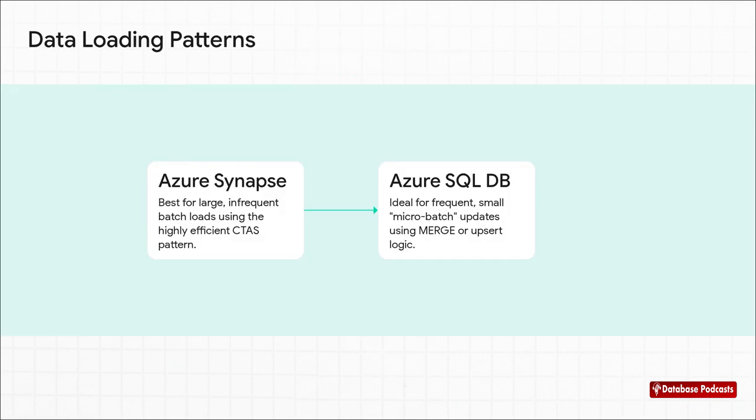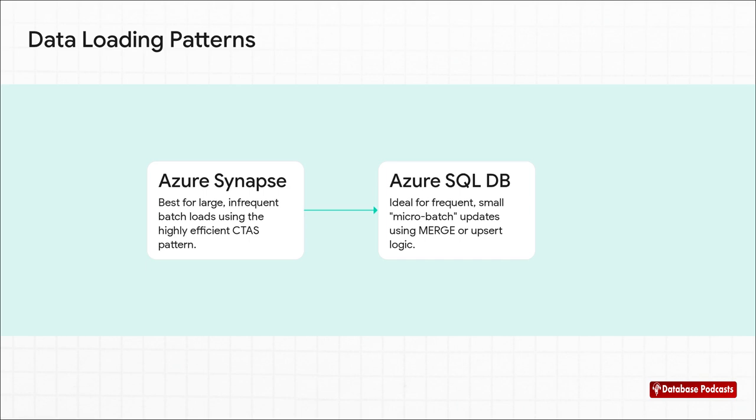You see, the loading patterns for each engine are totally different. Synapse is built for those massive but infrequent batch loads. I'm talking billions of rows at once using a super efficient CREATE TABLE AS SELECT statement. Azure SQL Database, though, it absolutely shines with frequent little micro batches.